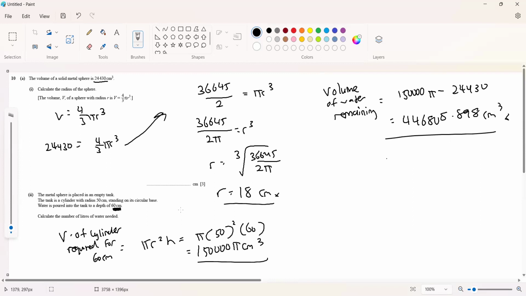So in other words, in terms of liters, if we divide by 1,000, that would simply be 446.8 liters, or if you round it to three significant figures, it's 447 liters. This is in three significant figures. So that's how much water that we need to fill in to reach that height of 60 cm.